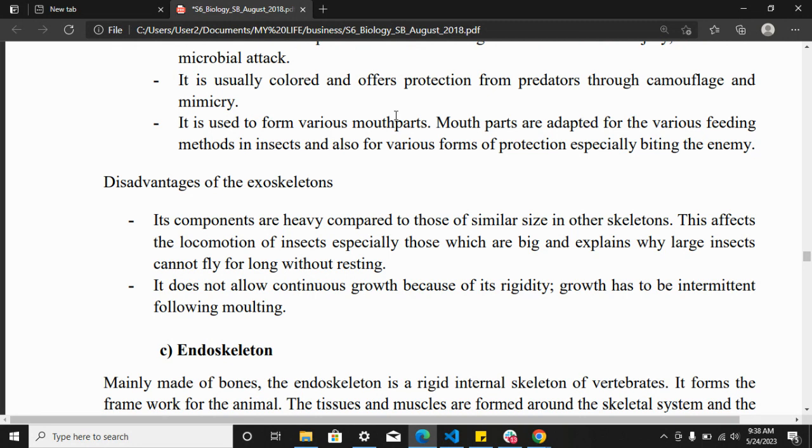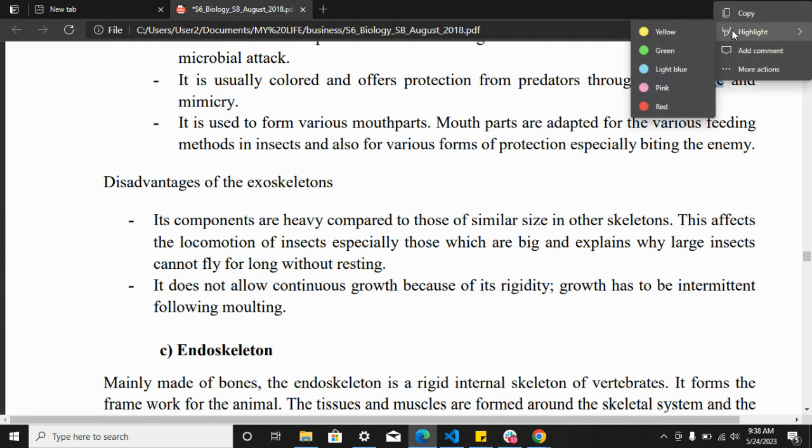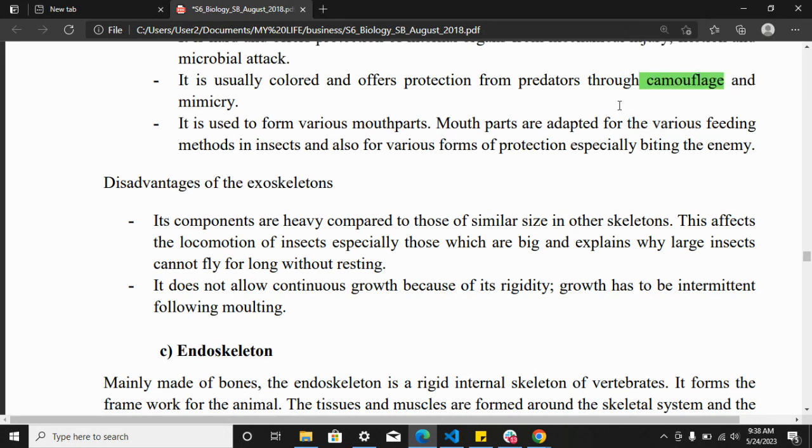Another thing rero, it is usually colored. Kenshi ama skeleton aba afite ibara runaka, iryo bara nta kindi rifasha uretse muri camouflage, sibyo? Bifasha muri camouflage, uburyo organism ishobora kwihisha predator wayo. Ugasanga organism because ifite colored skeleton nijya kuri certain objects ziri colored the same like it, bituma the predator itayigeraho cyangwa se itayibona.